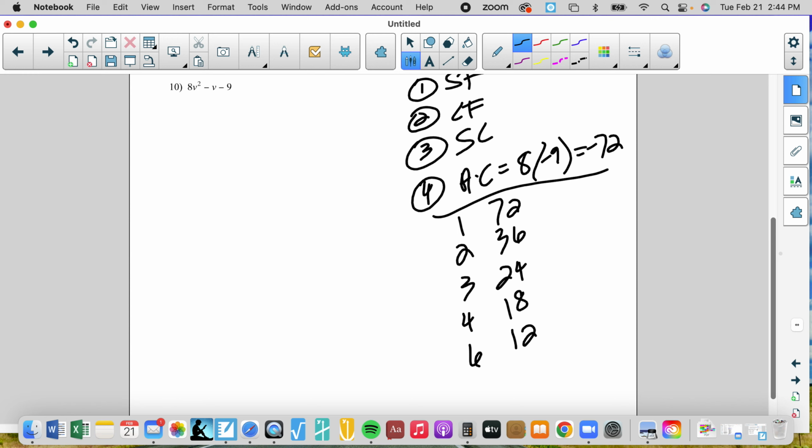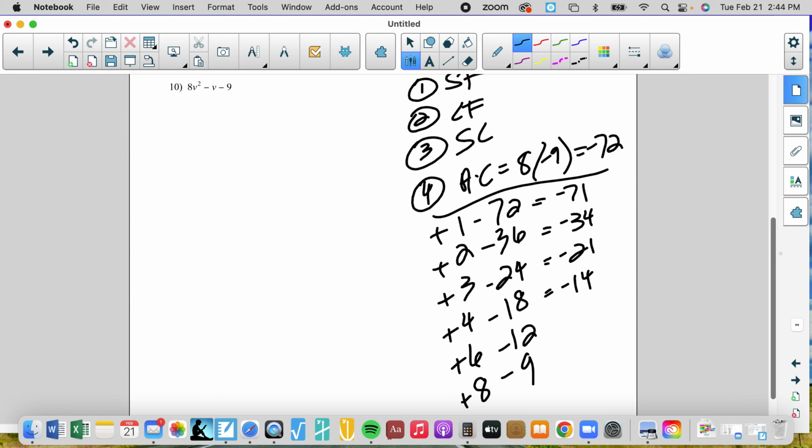7, no. 8, yes. 8 and 9. Signs are different. Bigger is negative, so we can go down this right side because all my right terms are going to be bigger than my left terms, and the signs have to be different. Negative 71, negative 34, negative 21, negative 14, negative 6, negative 1. My middle is negative 1.